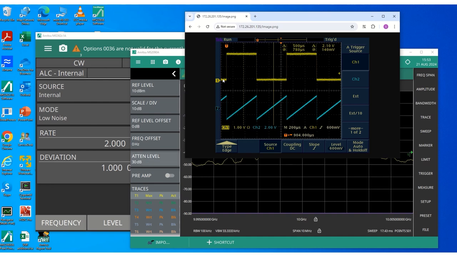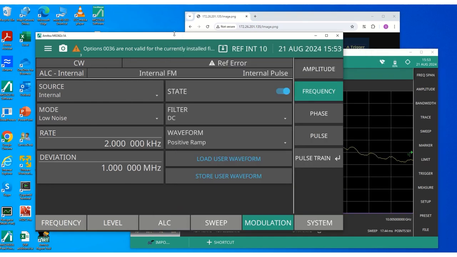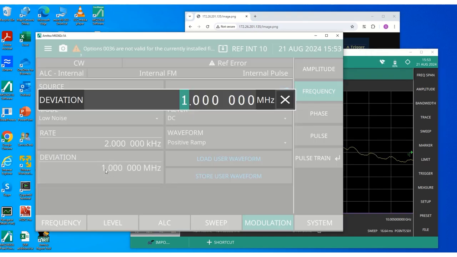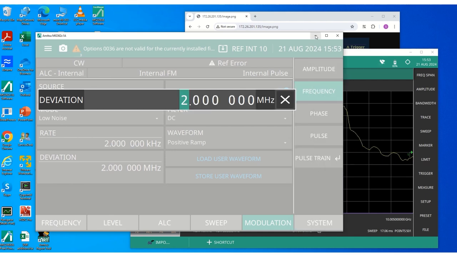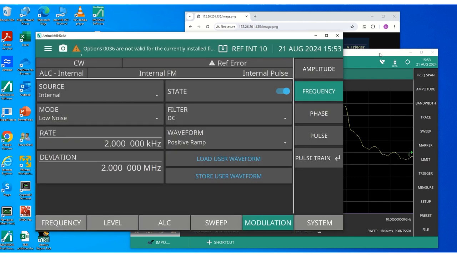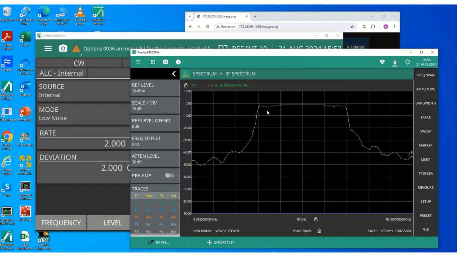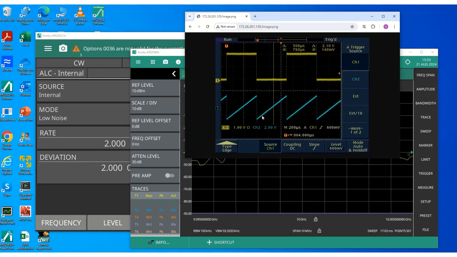Now if you want to increase the deviation, if you want higher deviation, let's say you set it to 2 megahertz. So 2 megahertz, okay, and then we go back to the spectrum analyzer, it will show you a plus minus 2 megahertz swing here, right? And all that is happening within this on period, so you get a chirp of plus minus 2 megahertz deviation.